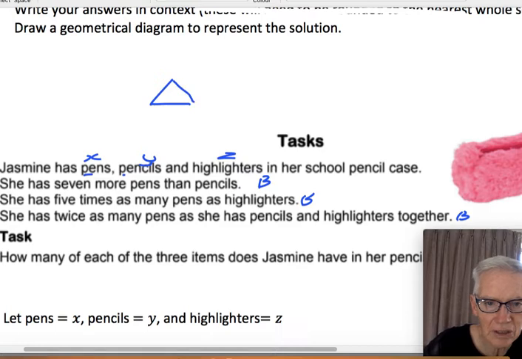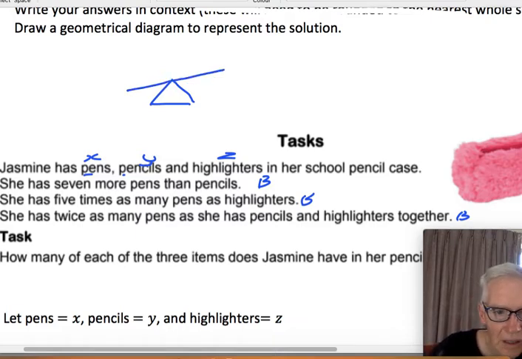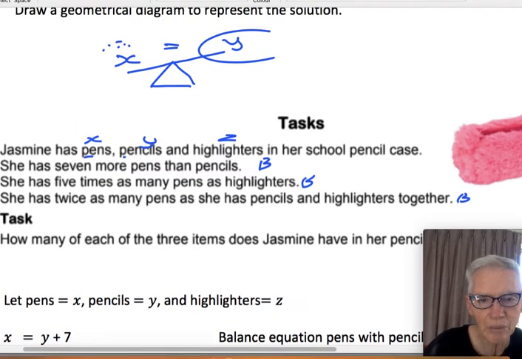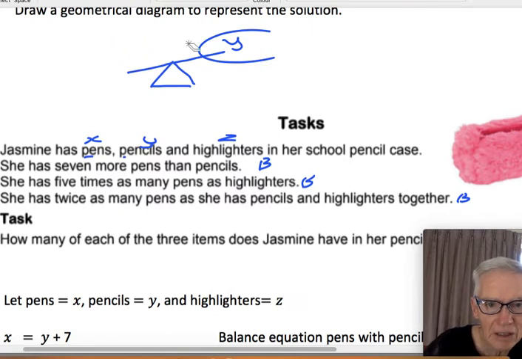So let's do it a little bit neater than I did the other ones. Let's try and get to the top of that. It balances on the top of that triangle. She has 7 more pens than pencils. So she's got lots and lots of pens down there, and pencils, she's only got a few. So that's Y. And so where would we put the plus 7 to make it equal? We would have to add it onto this side. So we get x equals y plus 7. I hope that's understandable. Let's go ahead and do the next one.